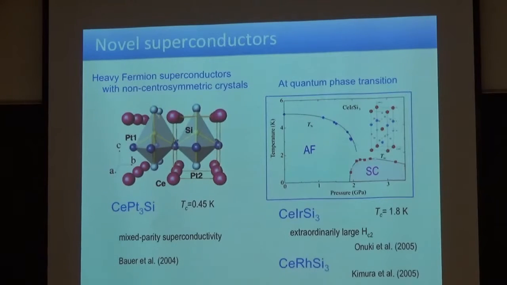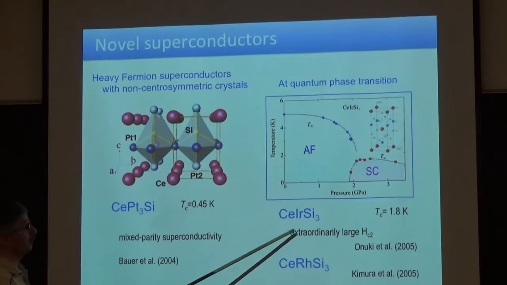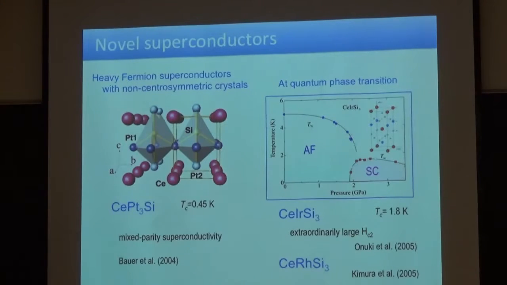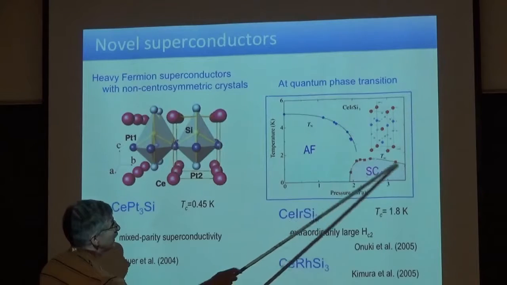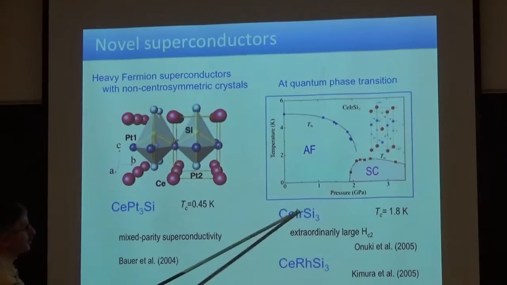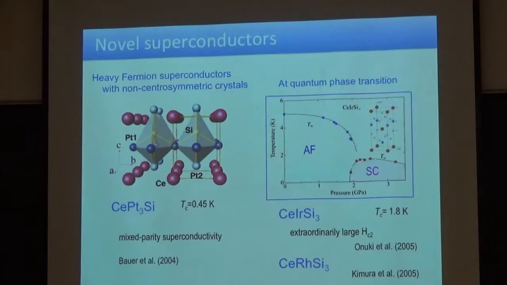Now, after this material had been found, people looked up other heavy fermion materials they had in their drawer, which were antiferromagnetic, and then they just used this recipe: suppress antiferromagnetism. If you look around the quantum critical point, there may be some chance to have superconductivity, and indeed here, for example, cerium iridium silicon-3 has a superconducting dome, and also these two materials are non-centrosymmetric. So we know phenomenologically somehow how to look for superconductivity in such materials.